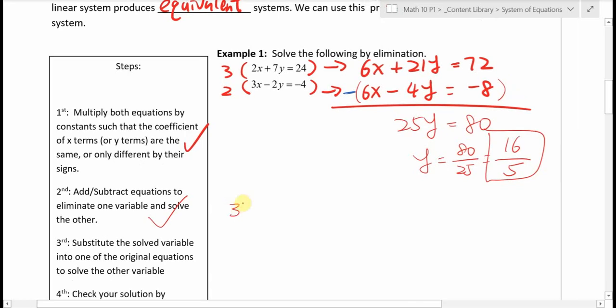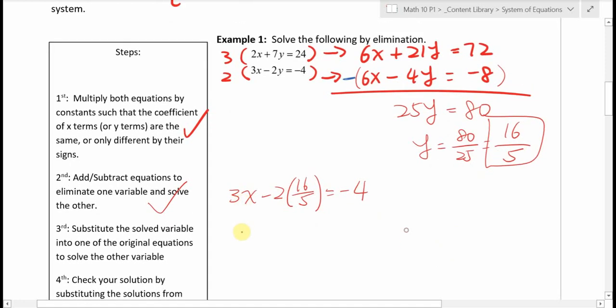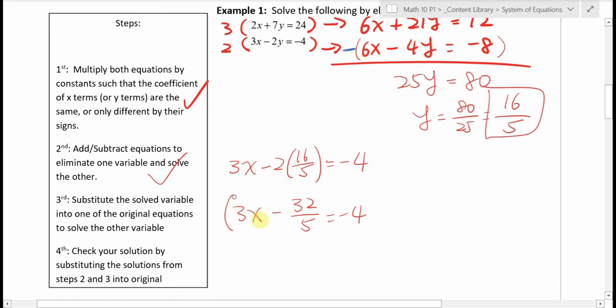So I'm going to have 3 times x minus 2 times y, which is 16 over 5, and that should equal negative 4. Well, then I have 3x minus 2 times 16 is 32, over 5 is still over 5, equals negative 4. Okay, so again, if you don't want to deal with the fractions, you can always multiply this by 5 to get rid of the fraction. 5 times 3x is 15x. 5 times 32 over 5 is just going to be 32. 5 times negative 4 is negative 20.